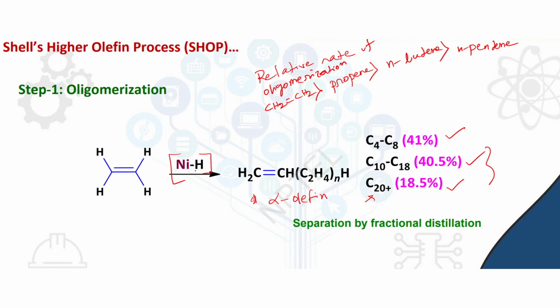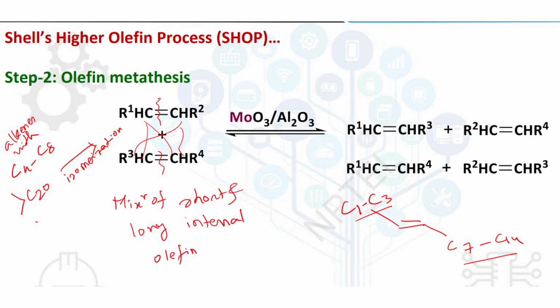In this process, we have seen the initial process with nickel hydrides. This kind of alpha olefin should be produced, and these things C4, C8, C10 to C18, and C20 plus. So these are the available options, and the major thing, 40%, is C12 to C18, and that's the thing that's needed. These things can be separated by fractional distillation because the boiling points are different, and with this property we can differentiate or purify them.